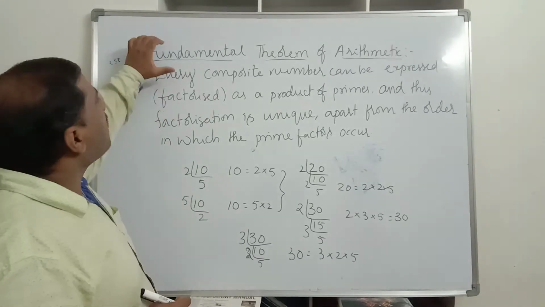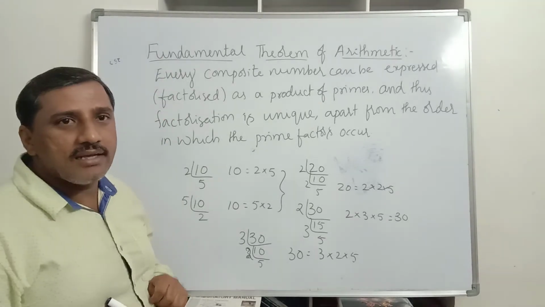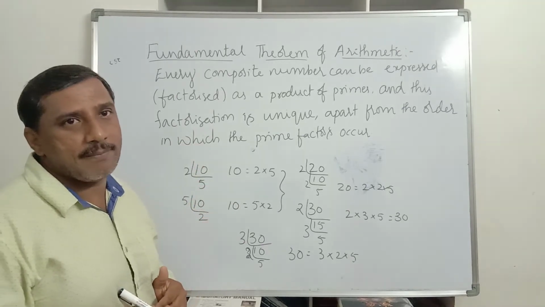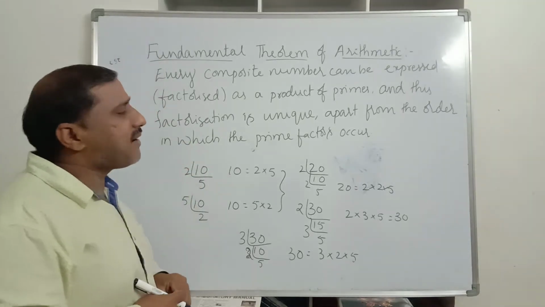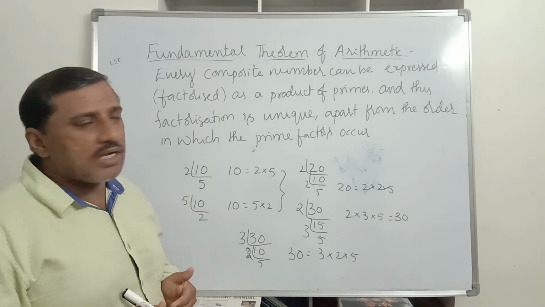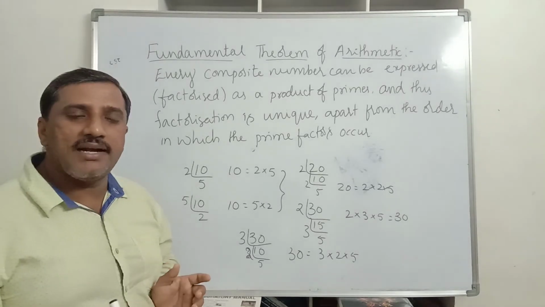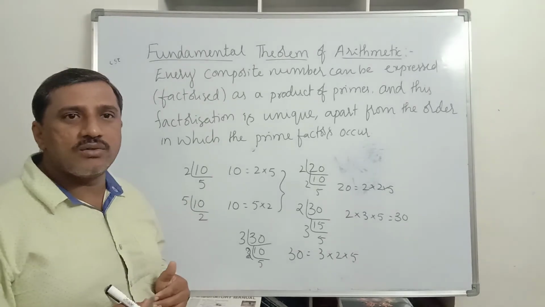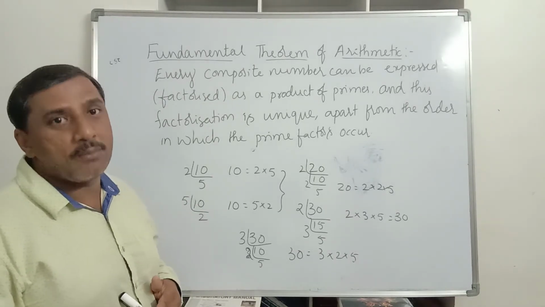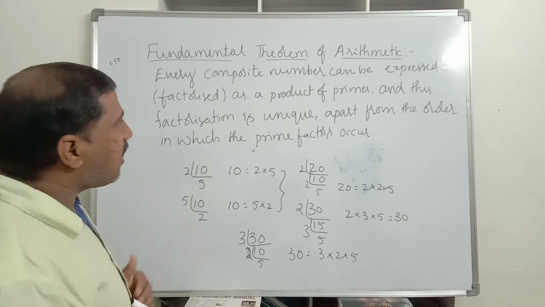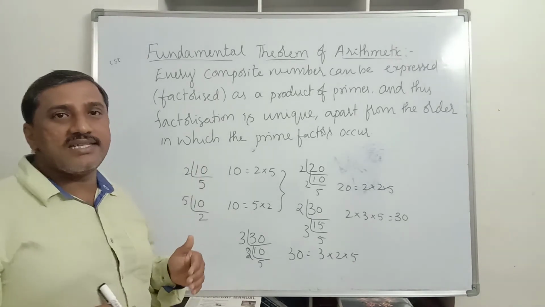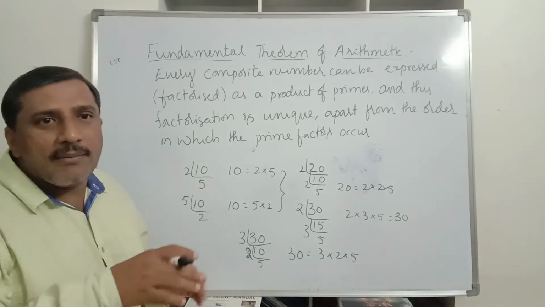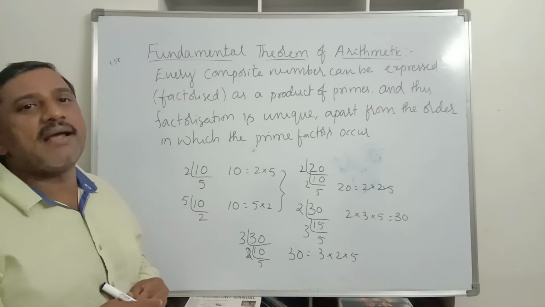Now what is the application of the fundamental theorem of arithmetic? We use it to find the LCM and HCF of two or more numbers, and also to study the properties of numbers. Now we will discuss how to find the LCM and HCF for given numbers using the fundamental theorem of arithmetic, which is nothing but prime factorization.